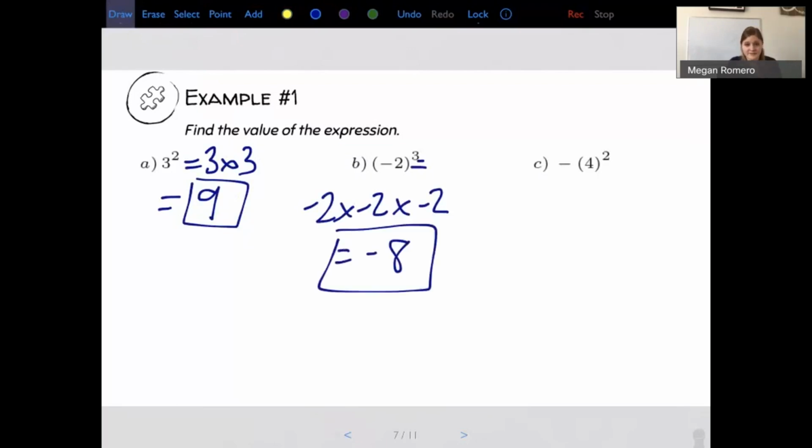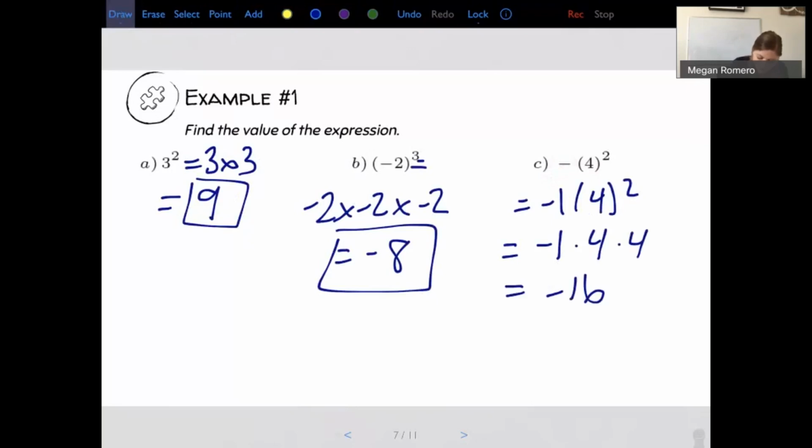Part C is a little different. Notice the negative is outside of the parentheses, which means that 4 is our only base. In this case, we can rewrite this problem as negative in front means multiplication by -1. We have 4 squared. So we have -1 times 4 squared. 4 squared is 4 times 4. So in this case, we would have negative 16.